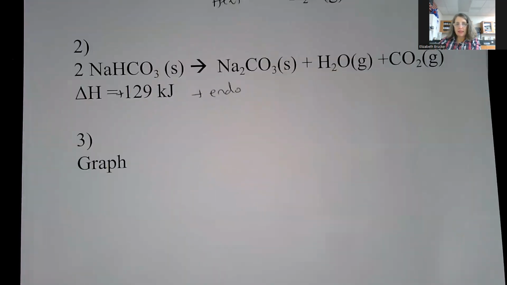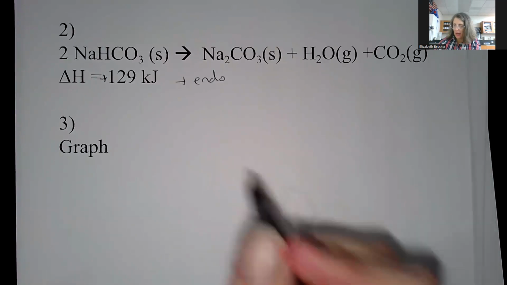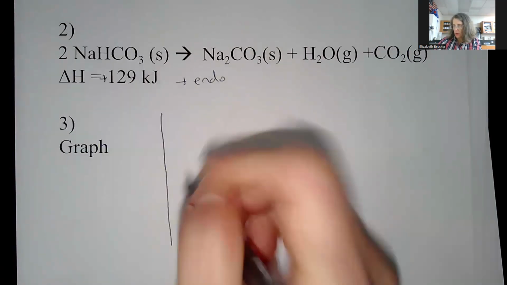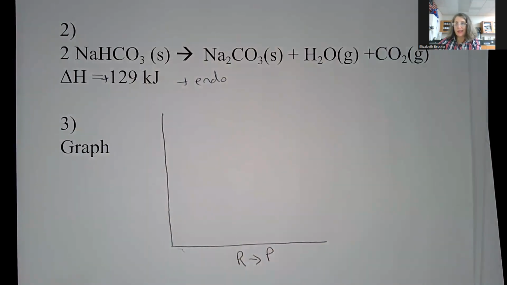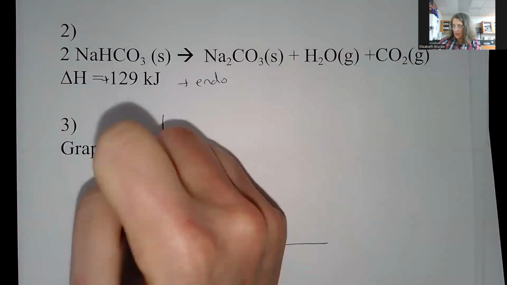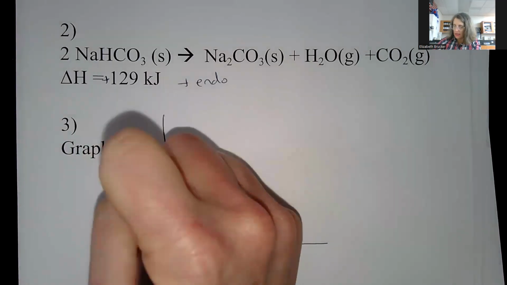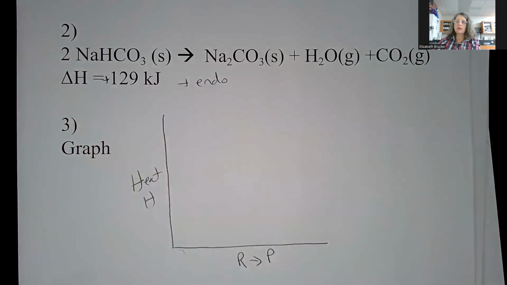So last but not least, we have the graph again, okay? Reaction progress, reactants going to products, you could call it time. This is going to be H. Again, this is heat, or enthalpy is another more sophisticated way of saying it.